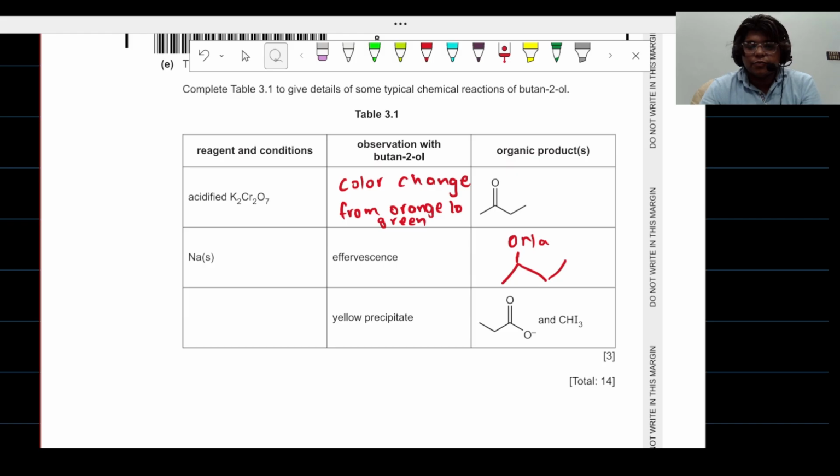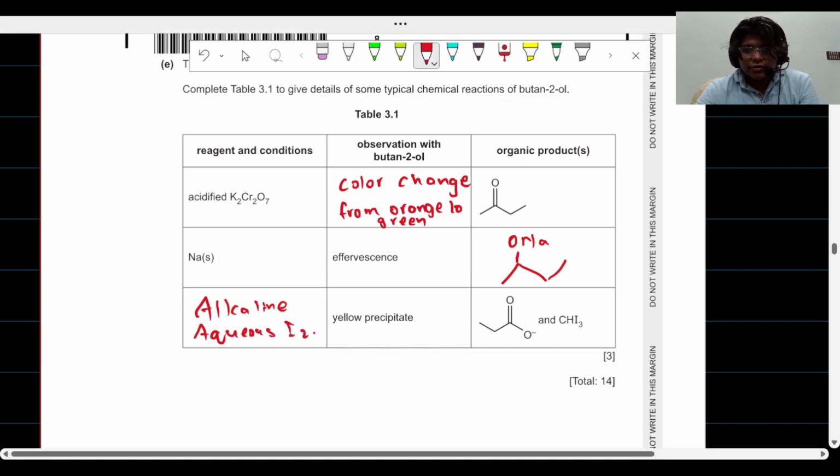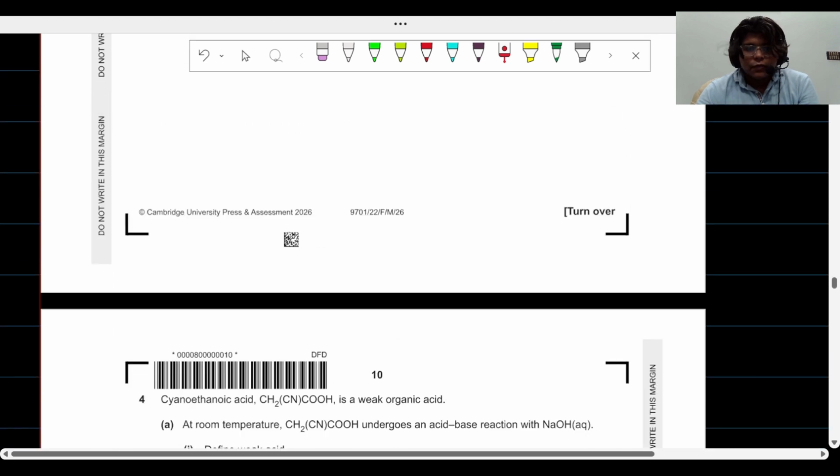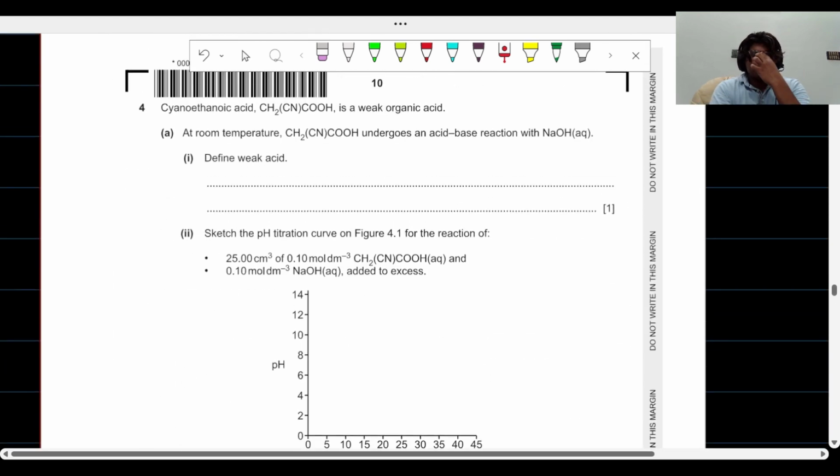And then we have a yellow precipitate here, right? This yellow precipitate is triiodomethane, and we are getting another salt here, right? So this would be I2, alkaline aqueous iodine, alkaline aqueous I2. So this would be the reagent here. Okay, then after this, we have question 4 here, right?